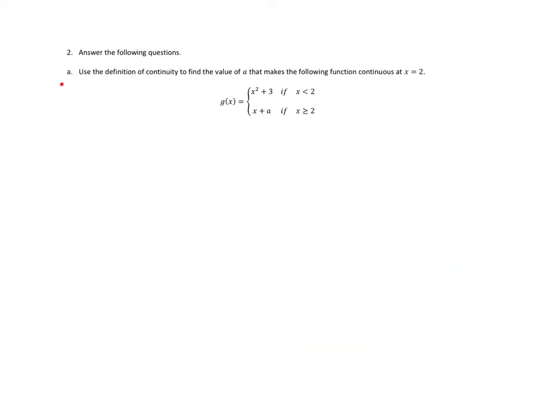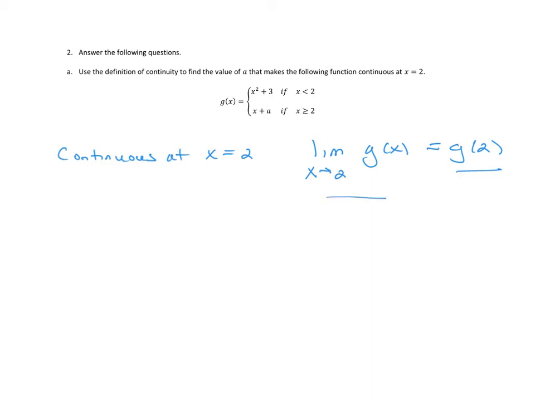In question 2a, we have this function g of x that depends on a. Can we find a value for a so the function is continuous at x is equal to 2? For the function to be continuous at x is equal to 2, we need the following. The limit as x approaches 2 of the function has to equal the value of the function at 2. And specifically, the function has to exist and this limit has to exist. For the limit to exist, we need the limit as x approaches 2 from the left of the function to equal the limit as x approaches 2 from the right of the function.